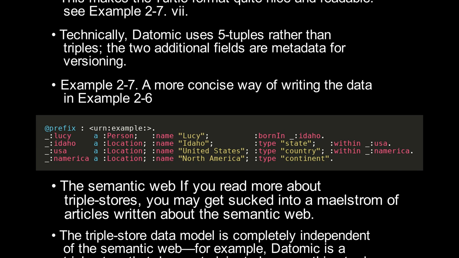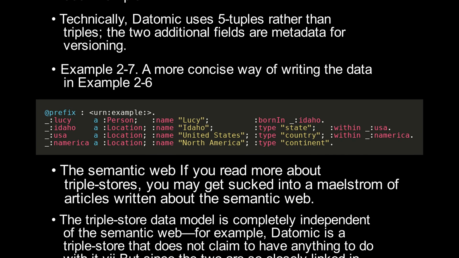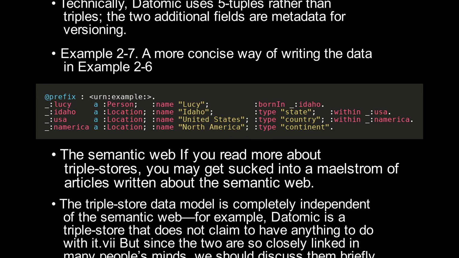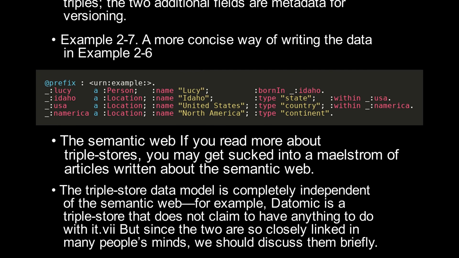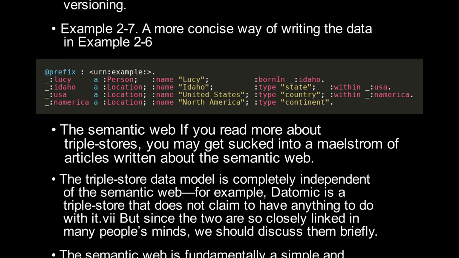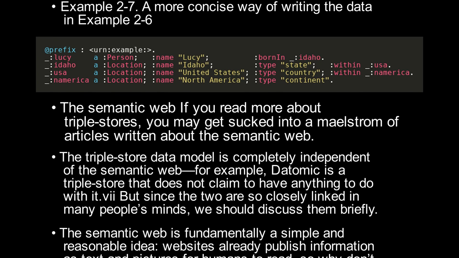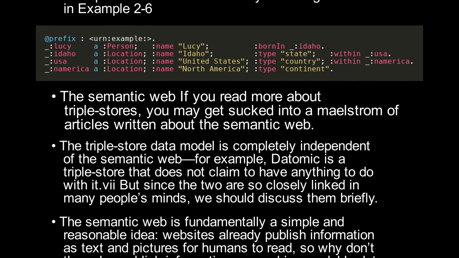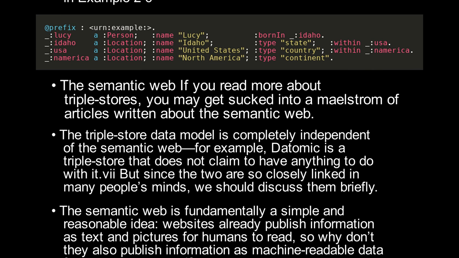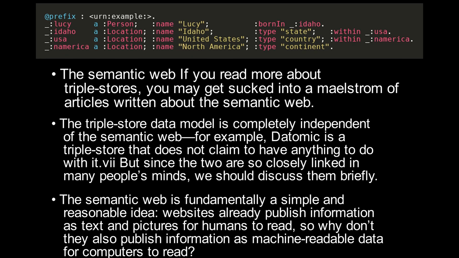The semantic web. If you read more about triple stores, you may get sucked into a maelstrom of articles written about the semantic web. The triple store data model is completely independent of the semantic web. For example, Datomic is a triple store that does not claim to have anything to do with it. But since the two are so closely linked in many people's minds, we should discuss them briefly.